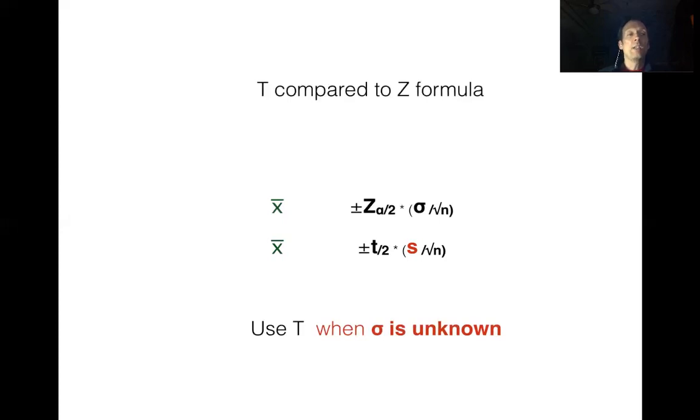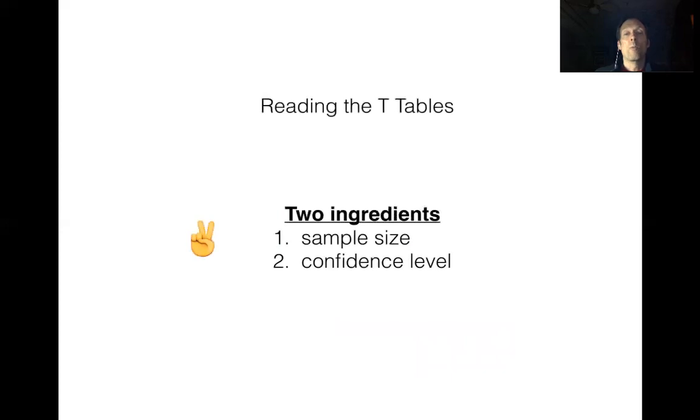Okay, having said all that, how do we read the t-tables? We're going to need two ingredients to read the t-tables. The first thing that we're going to need is the sample size. And when we calculate the sample size, we're going to have to calculate something special called the degrees of freedom. The degrees of freedom we're going to get just by taking the sample size and subtracting 1 from it. The second thing that we're going to need is the confidence level.